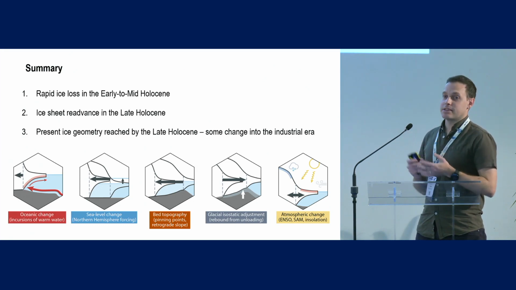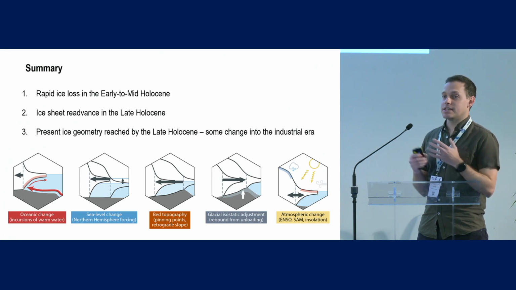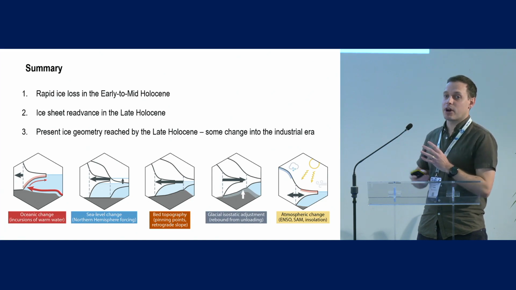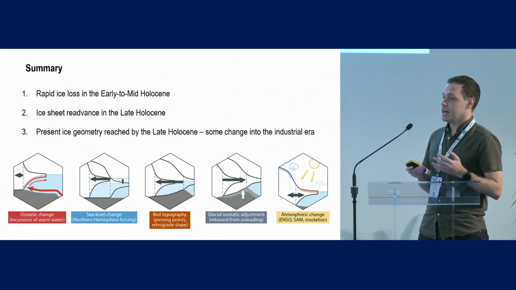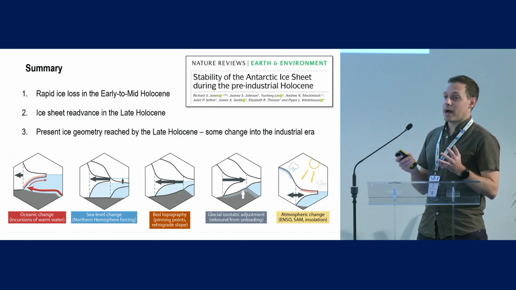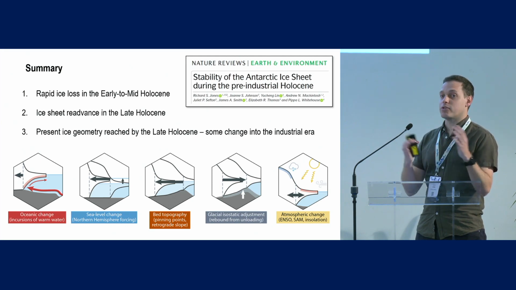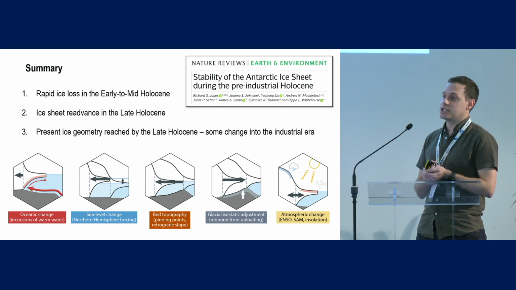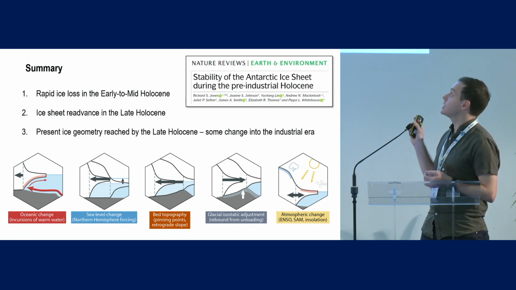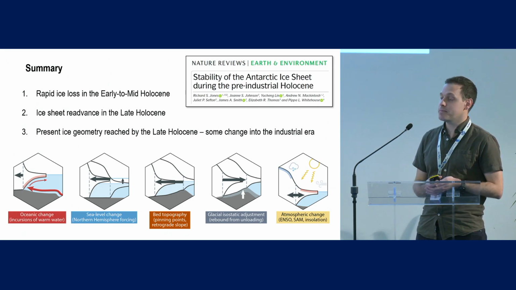But this is all an active field, and I think that our understanding, and particularly the relative roles of each of these processes in Holocene ice sheet change, is still an area that requires active research. Now, if you want to read more about the general picture of how the Antarctic ice sheet changed over this time and what we think are the main drivers, I encourage you to look at this review paper that came out last year.